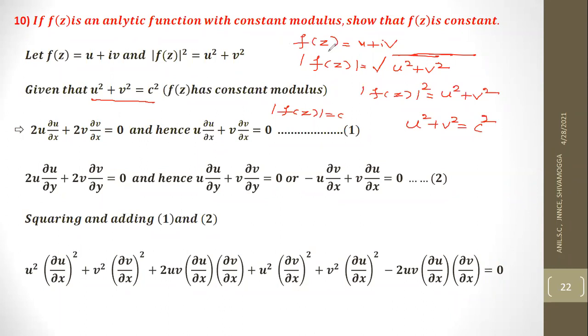f of z is an analytic function which is given by u plus iv. Therefore, modulus of f of z is square root of u square plus v square. Therefore, mod f of z whole square, squaring on both sides, we get u square plus v square. And it is given that modulus of f of z is a constant c. Since mod f of z is equal to c, mod f of z whole square is equal to c square. We get this equation: u square plus v square is equal to c square.